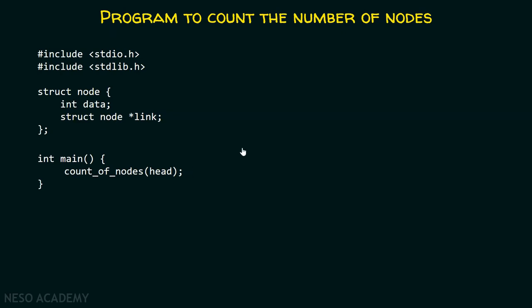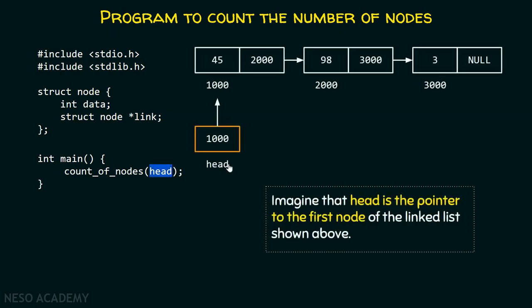So what is this head basically? This head is the pointer which is pointing to the first node of the list. We need to imagine that head is the pointer to the first node of the linked list shown here. I'm not writing the complete code over here. Okay, you already know how to create a single linked list. The first job is obviously to create a single linked list like this, and then after that we will call this count of nodes function, and here we need to pass this head pointer.